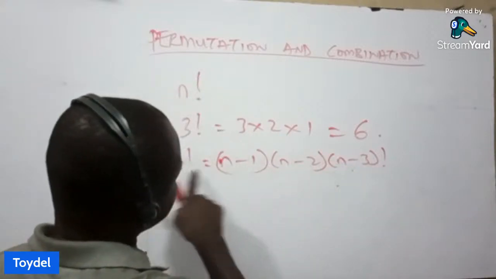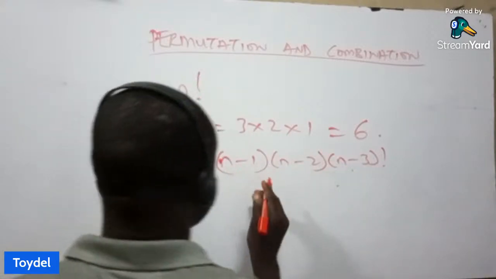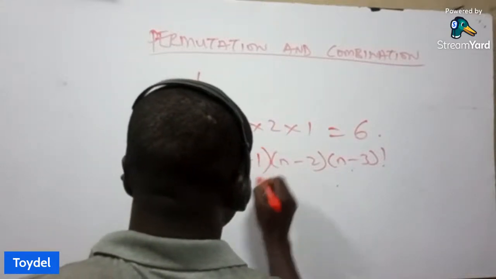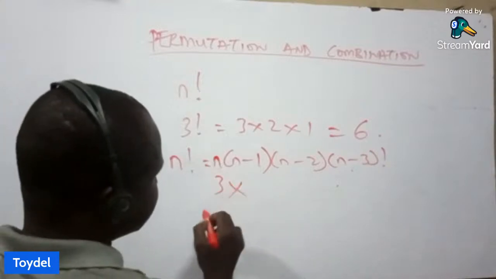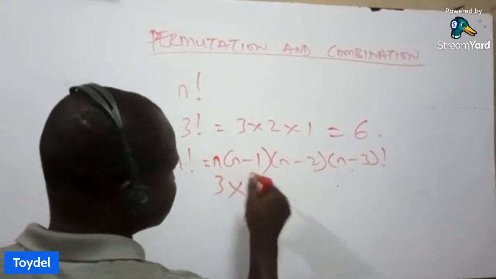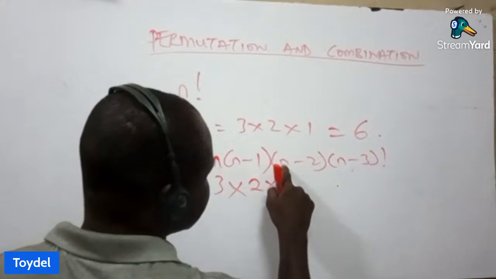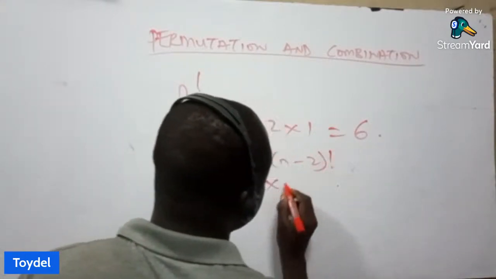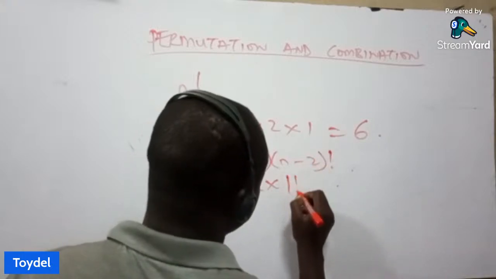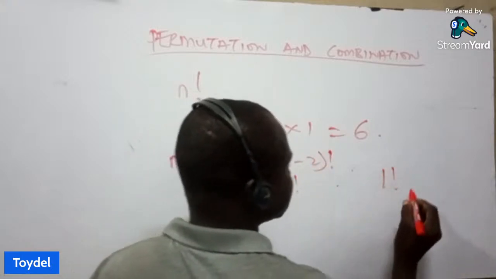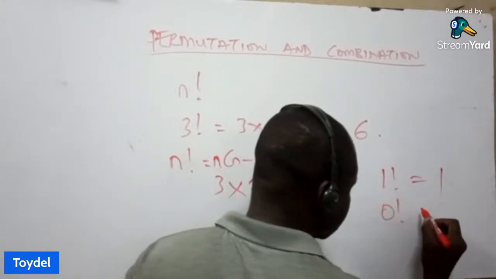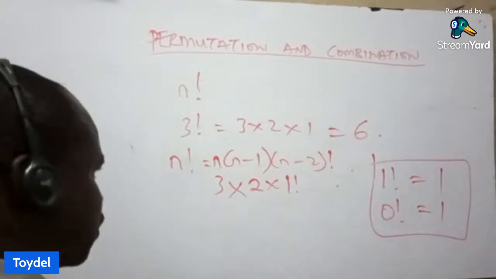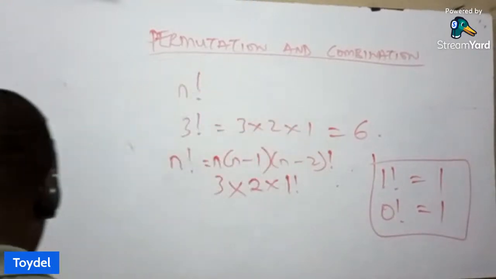Just like if n is equal to 3, it will first be n into n minus 1. So this will be 3 multiplied by, bracket connotes multiplication, 3 minus 1 which is 2, multiplied by 3 minus 2, so this will be factorial. 3 minus 2 is 1, that will be 1 factorial. And of course, we should know that 1 factorial is equal to 1, and 0 factorial is also equal to 1. So let's note that 1 factorial is 1 and 0 factorial is also 1.